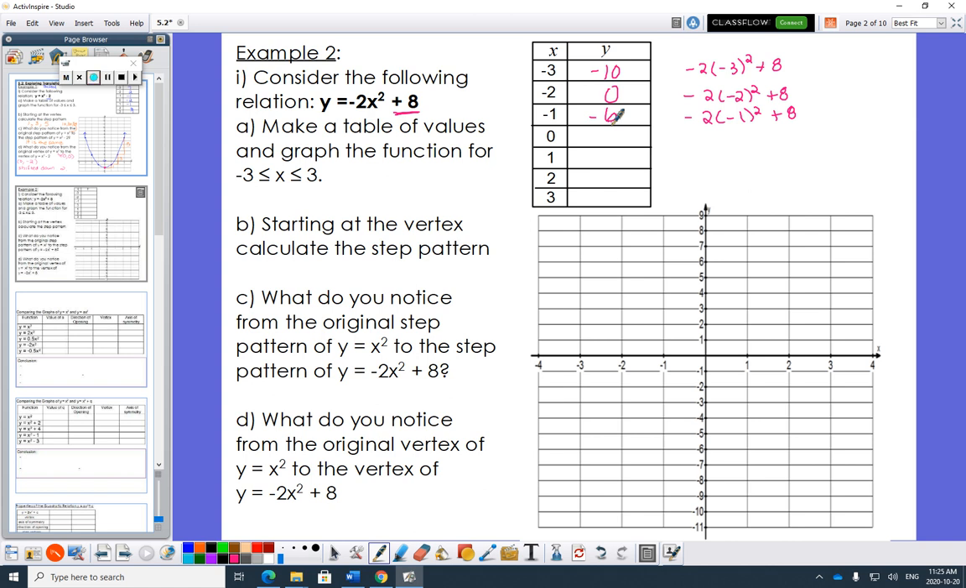0 squared is 0 times -2 is 0 plus 8 is 8. So like I think Kylie predicted, we are going to have our vertex now at (0, 8) because it has shifted up 8, but we'll do all the values. Hopefully you don't need the table of values to do this at the end.